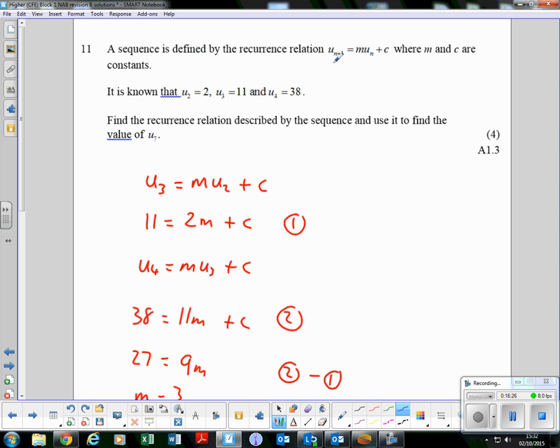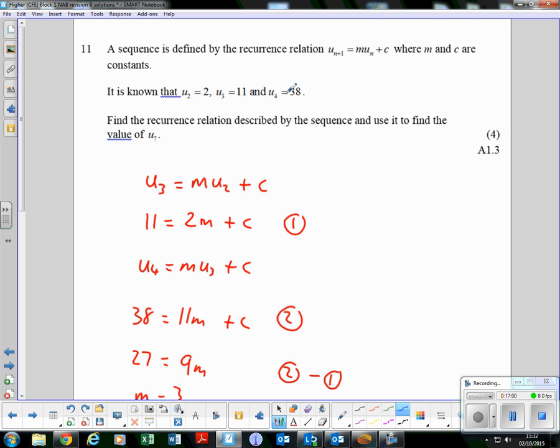A recurrence relation question. You're given the recurrence relation u_{n+1} = m u_n + c, and you're given 3 terms. By using consecutive terms, we can generate 2 equations that both contain m and c. So here, substituting u3 and u2 into this original equation, u_{n+1} equals m u_n, that's the next term as m multiplied by the previous term. So u3 will be m u2 plus c, substitute in to get equation 1.